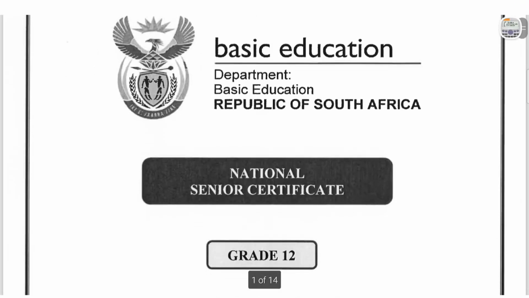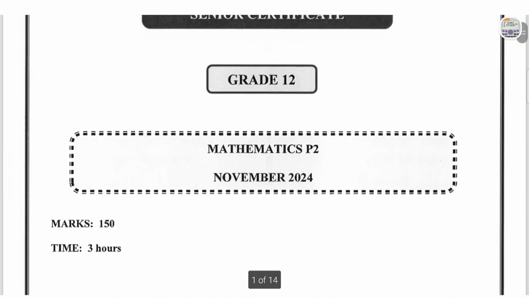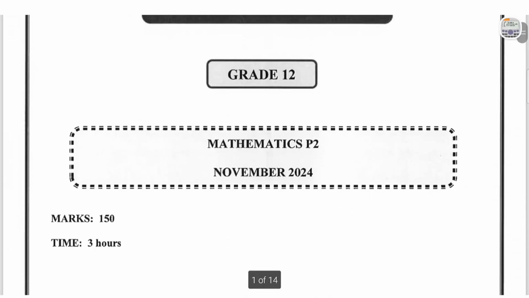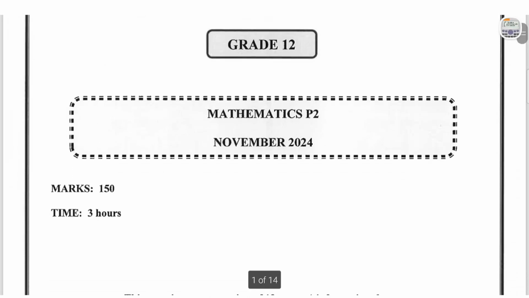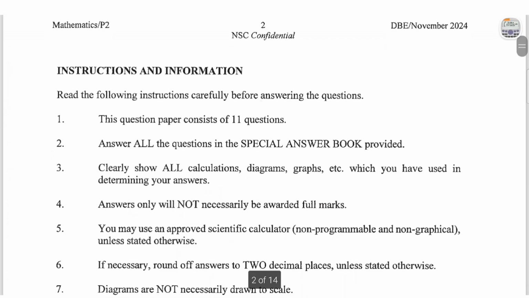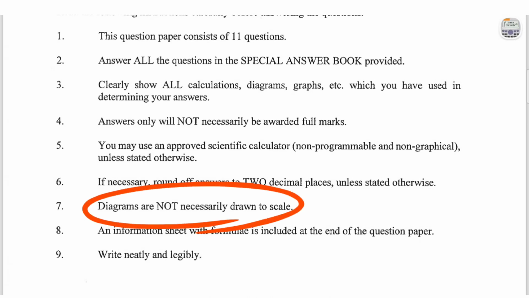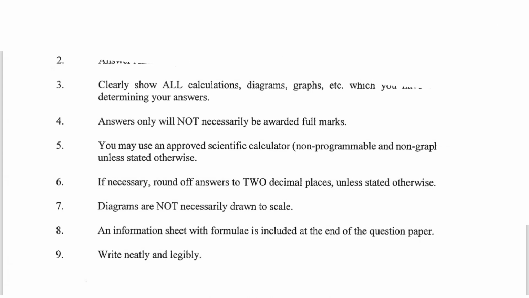In this video, we will be working on the grade 12 mathematics paper 2 for November 2024. So this paper is worth 150 marks and the time allocated is 3 hours. Looking at the instructions, just remember to round off to 2 decimal places unless stated otherwise, and the diagrams are not necessarily drawn to scale. With that being said, let's get into this video.